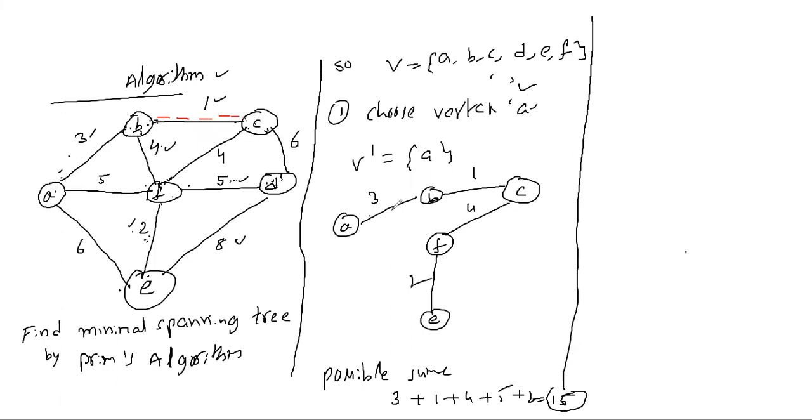A, B, C, F, A. You have to cover D. When you go for F to D, F to D is 5 units, C to D is 6 units. Which is the smallest one? F to D. Check it. How much is the total value? 15 only. If you take C to F also, how much is the total value? 15 only. So like that, you have to see all the smallest values.